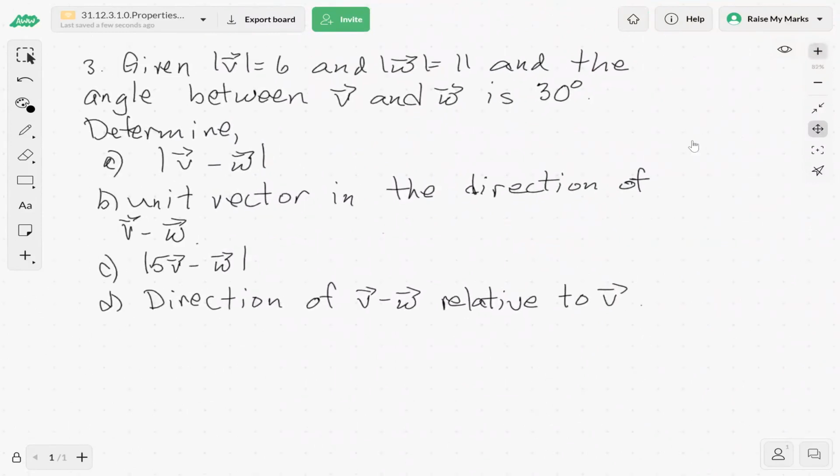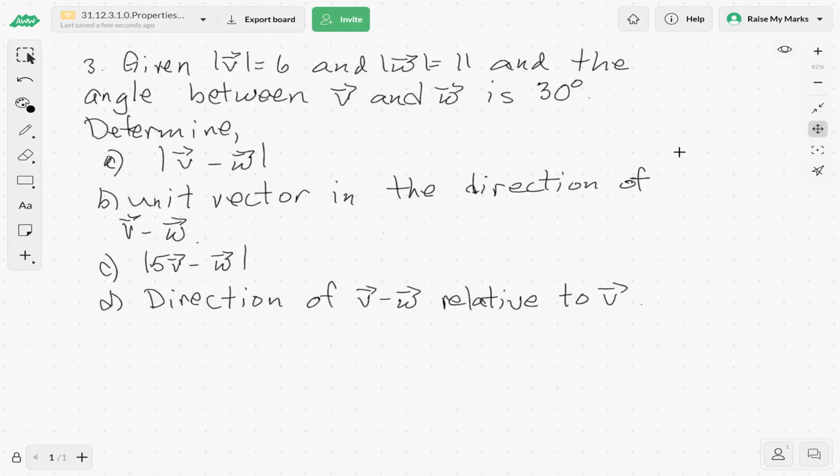Given the vector v with magnitude 6 and vector w with magnitude 11, and the angle between v and w being 30 degrees, determine: the magnitude of v minus w, the unit vector in the direction of v minus w, the magnitude of 5v minus w, and the direction of v minus w relative to v. Okay, so we've got a bit of work here.